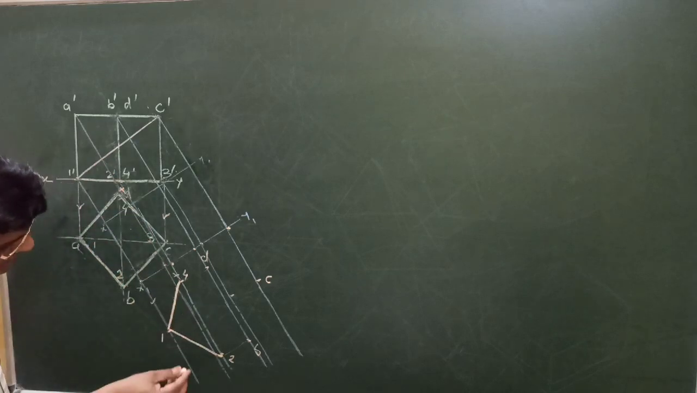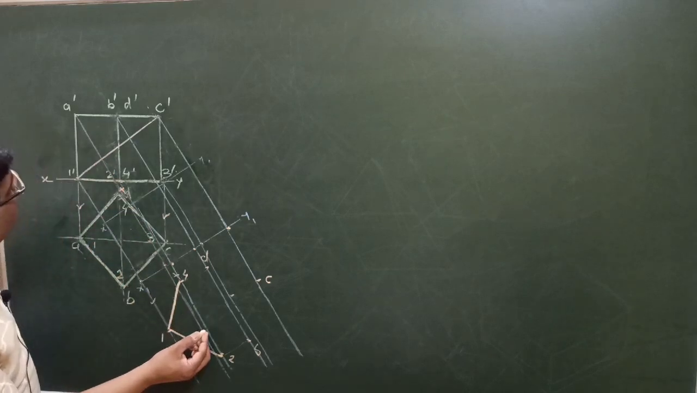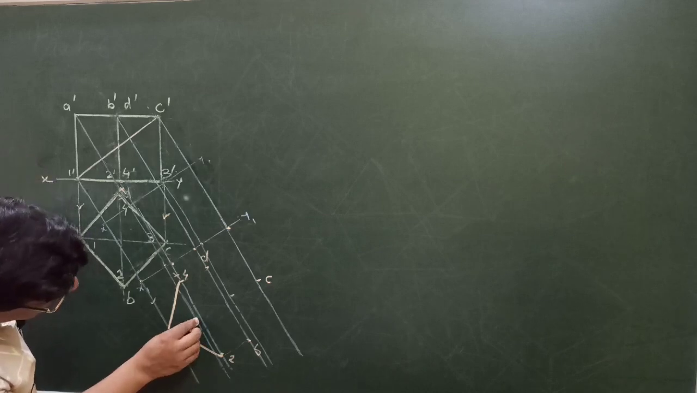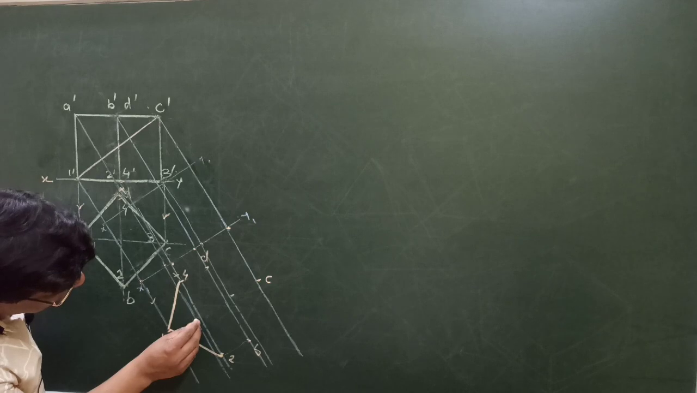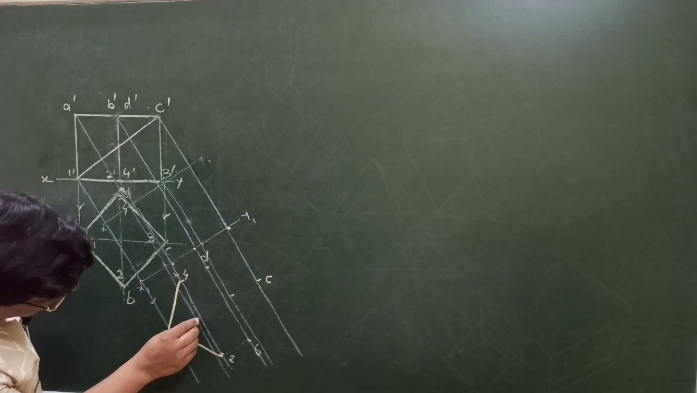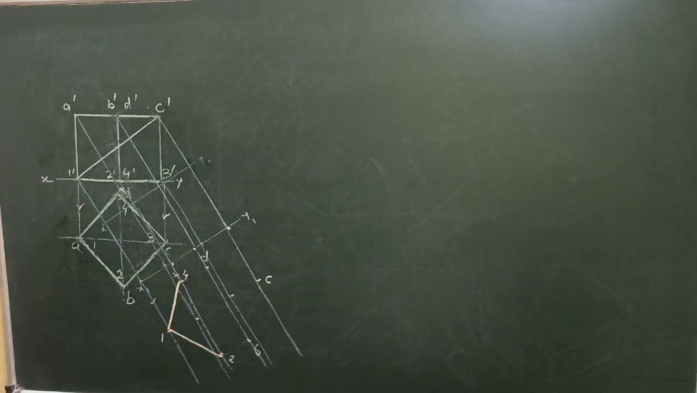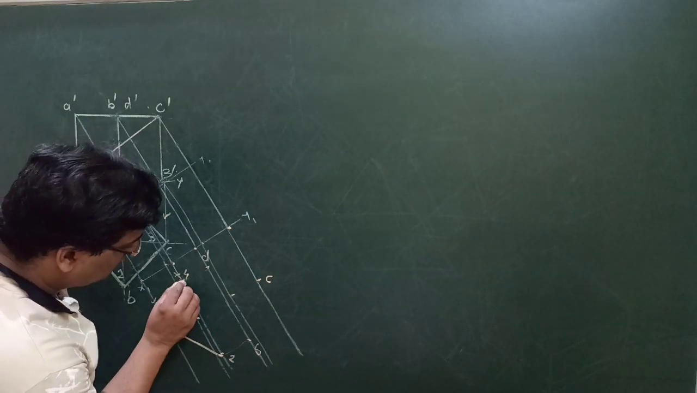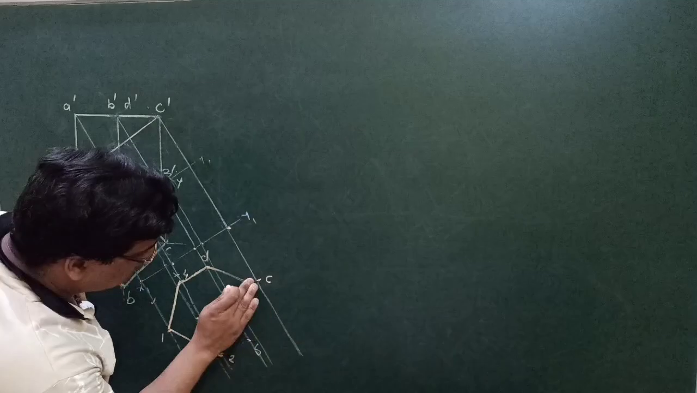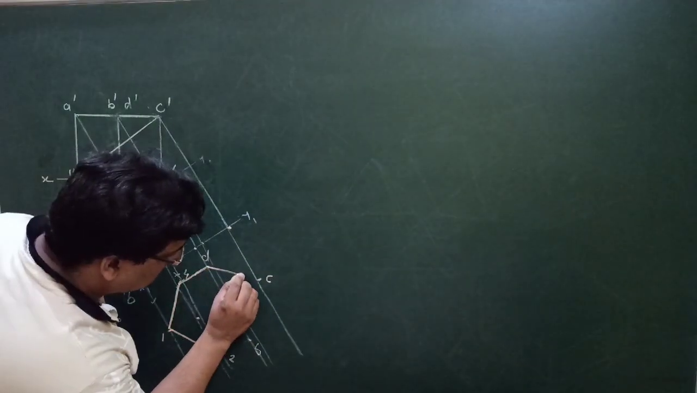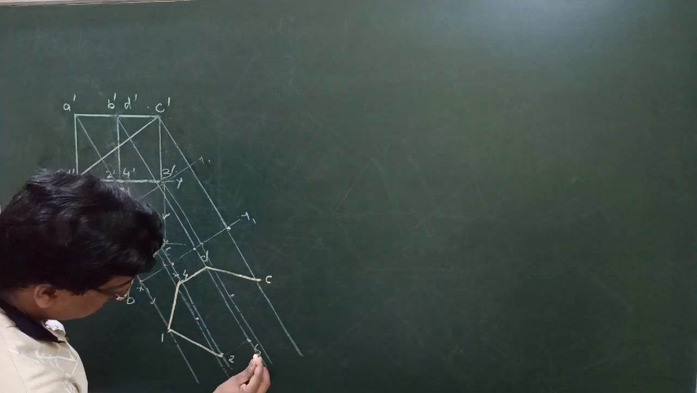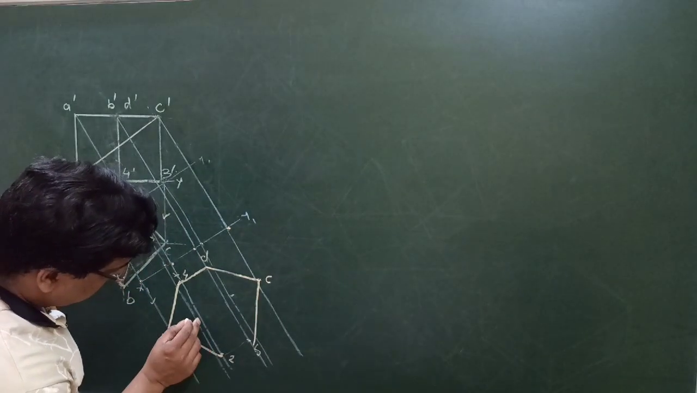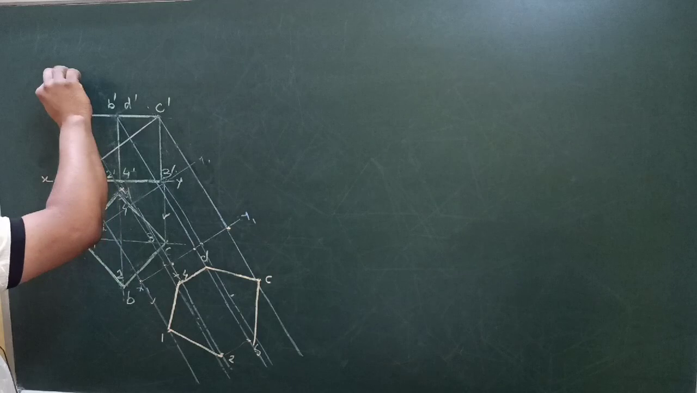So we have to cut on this line. So this will be point A. Right? Now join the outlines first. Now we are looking from this direction.